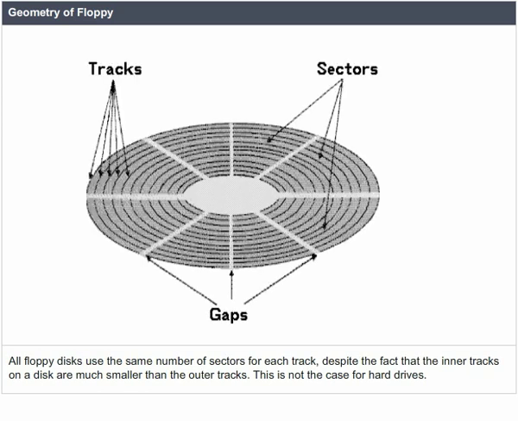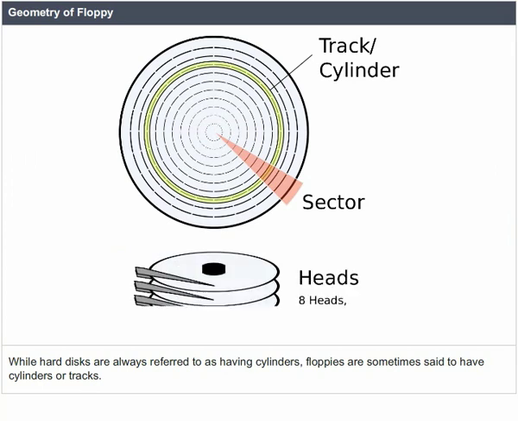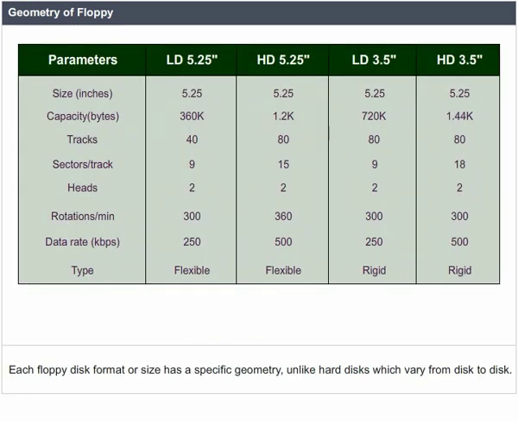All floppy disks use the same number of sectors for each track, despite the fact that the inner tracks on a disk are much smaller than the outer tracks. This is not the case for hard drives. All floppy disks use both sides of the disk and therefore always have two heads and surfaces. The only important parameters are the number of tracks and the number of sectors. While hard disks are always referred to as having cylinders, floppies are sometimes said to have cylinders or tracks. Each floppy disk format or size has a specific geometry, unlike hard disks which vary from disk to disk.